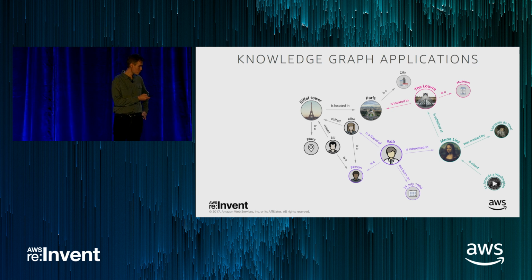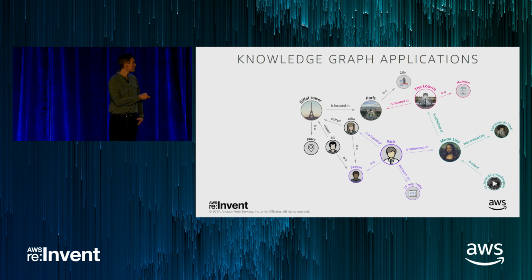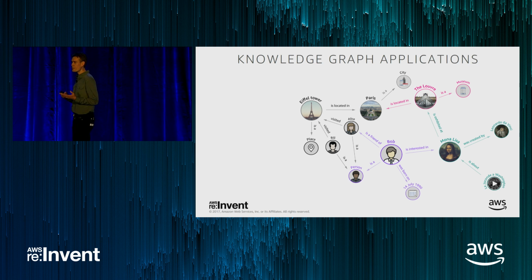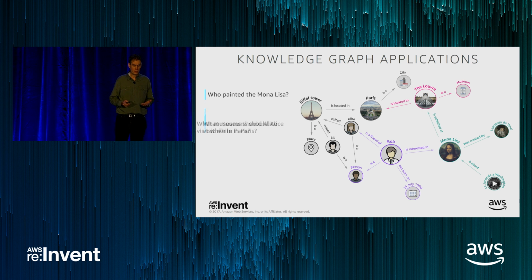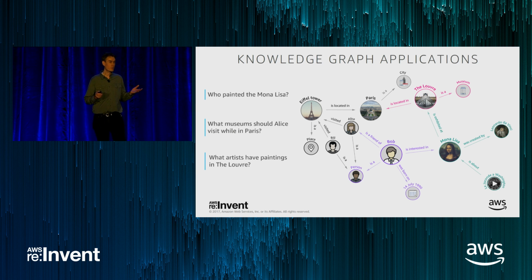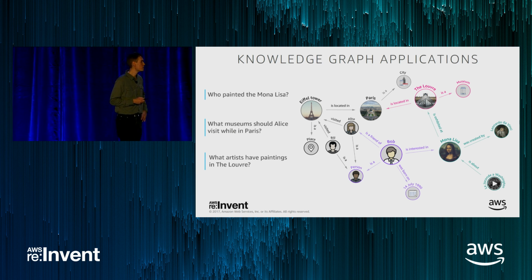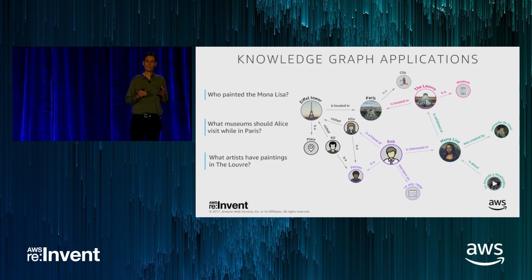You can see we have the Mona Lisa, we have the painter, we have the location. And when you model this information in a graph, it helps you answer questions. And you can say things like, who painted the Mona Lisa? What museum should Alice visit when she's in Paris? What other artists have paintings in the Louvre? And by building these kinds of knowledge graphs, you can use them to improve information retrieval.